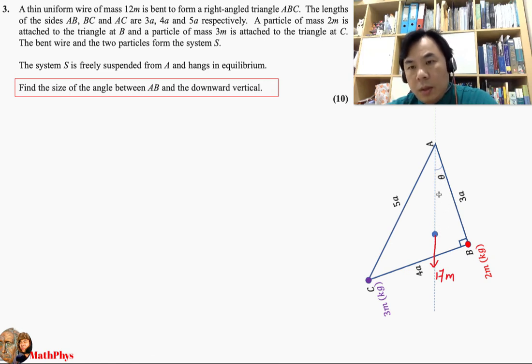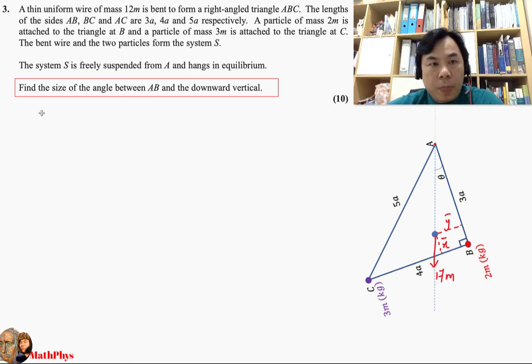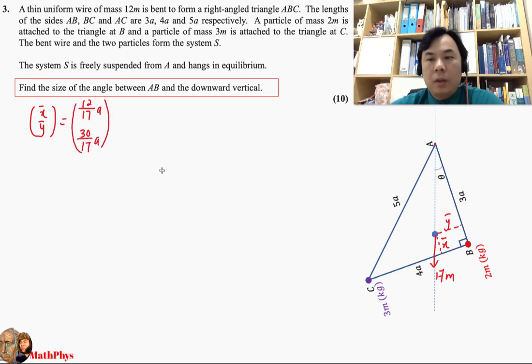Now we know the distance here. Now it is still with reference to A. Then the answer that we have obtained for this second configuration states the X bar. Let me redraw this again. So this part is Y bar, this part is X bar. We have obtained X bar, Y bar as 12 over 17A, and the other one is 30 over 17A here. All right, I hope that is clear.